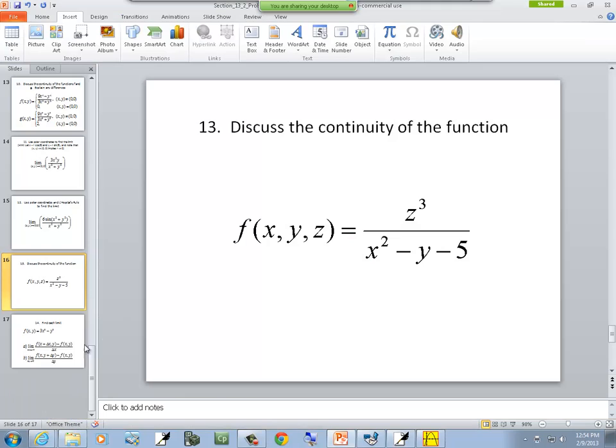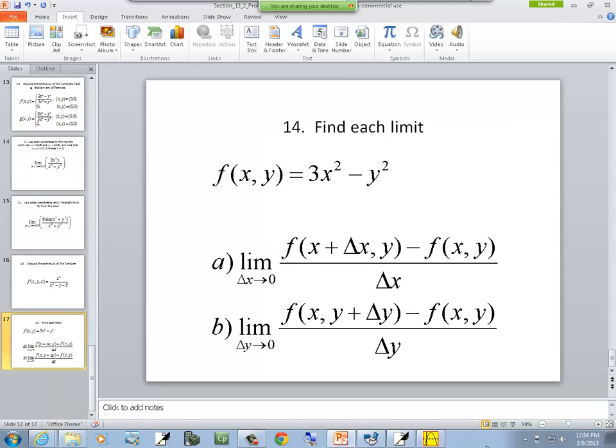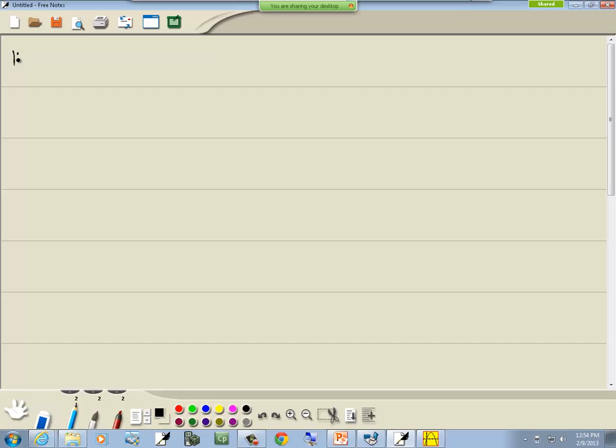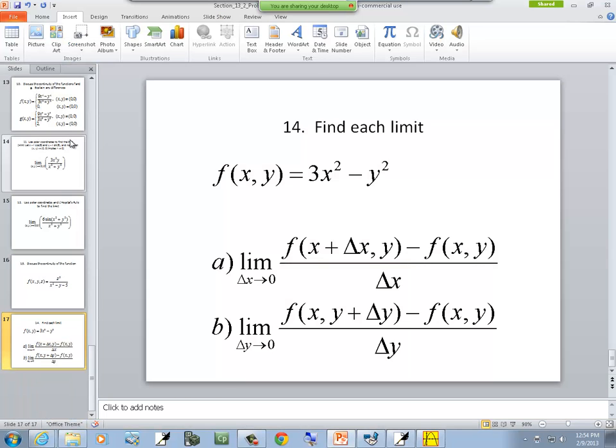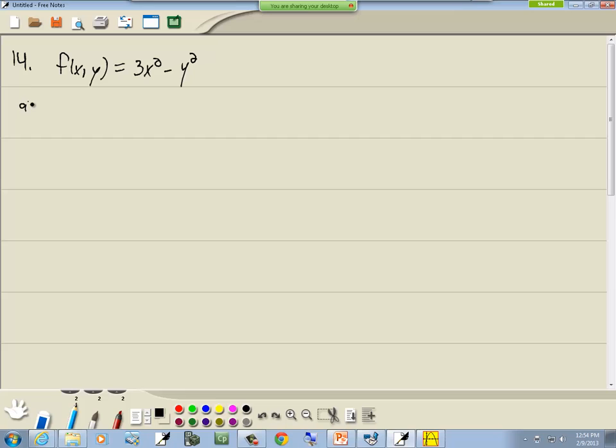Okay, let's look at our last problem here. This one is to find each limit. We're going to see this formula again in the next section, next lesson. Okay, 3x squared minus y squared. In our first one, we'll find the limit as delta x goes to 0 of f of x plus delta x, comma y, minus f of x, y, all over delta x.